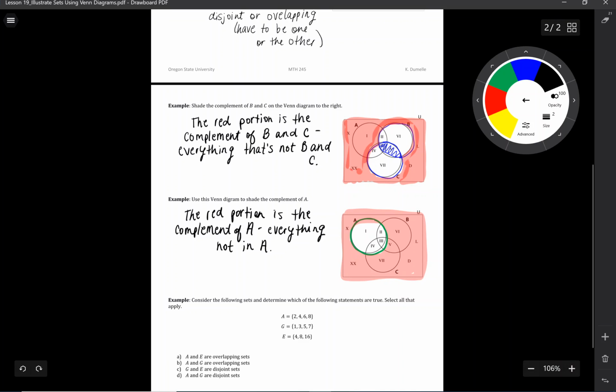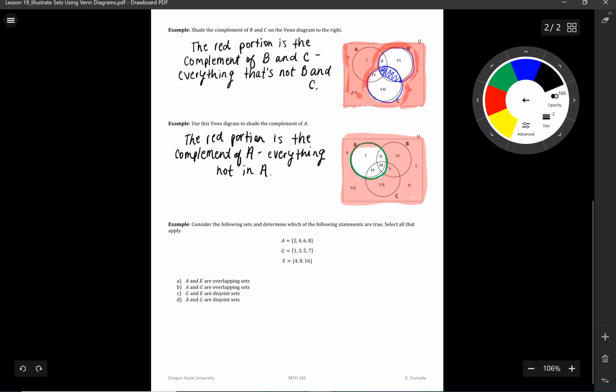Finally, we have some examples here given in our roster notation. So we want to consider the following sets and determine which of the statements are true. Select all that apply. So I have A, G, and E here. So if I were to draw A, we'll call this A, we'll call this G, and we will call this E. So let's see where I overlap. So A has the elements 2, 4, 6, 8, and I see that G is 1, 3, 5, and 7.